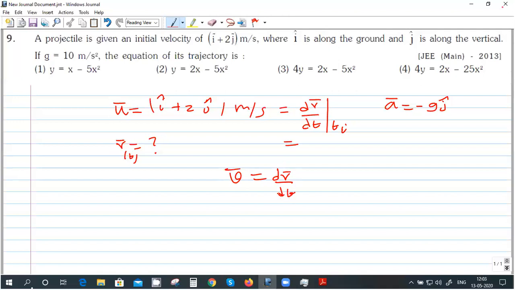Okay, this if you integrate, you will get r as a function of time. This should be the sequence of steps. Use the initial velocity. You have to find v at any time. That is equal to dr by dt. From here, when I integrate, I'll get r. Clear, no? Just try.